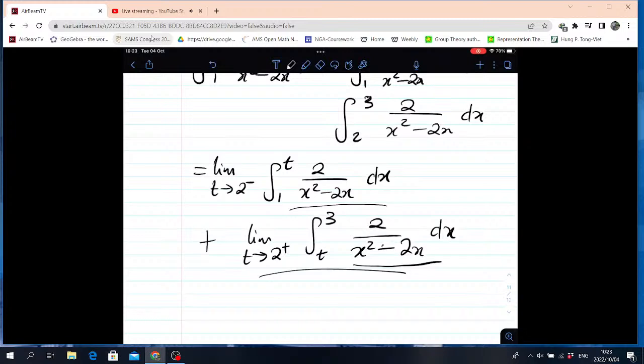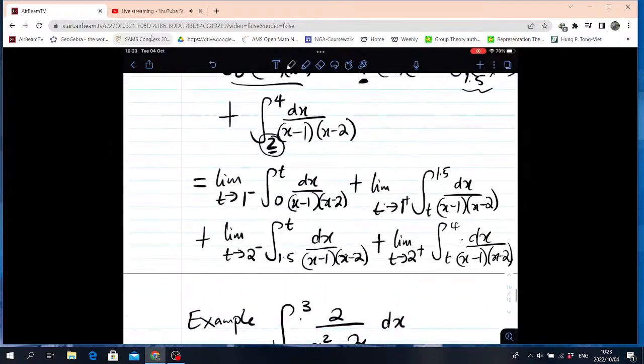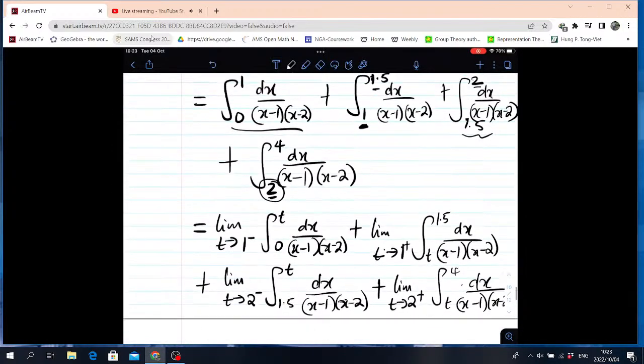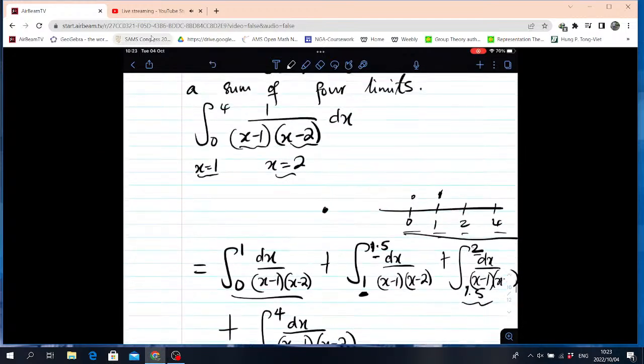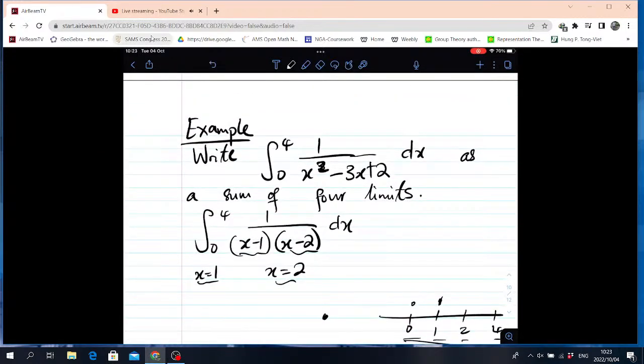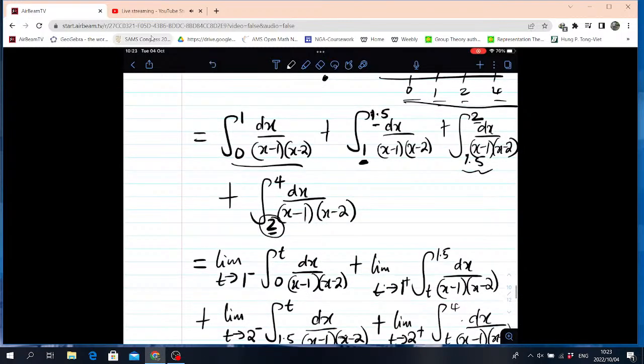So there's a question: why was the previous one a sum of 4? The question asked us to just write the integral as a sum of 4 limits. That was the instruction in the question. So that's why we've got a sum of 4 limits there. Does that answer the question, or did I miss something?